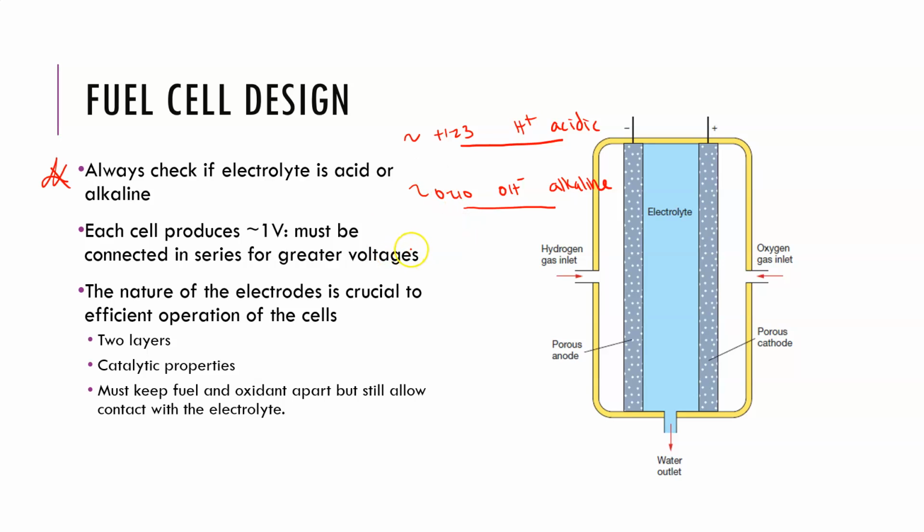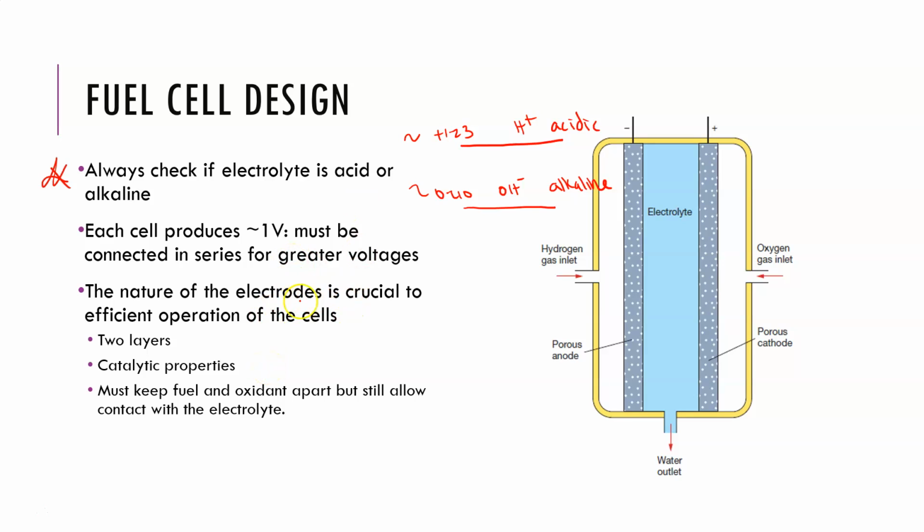If we're talking about a hydrogen-oxygen fuel cell, each cell is going to produce approximately 1 volt, and we need to connect them in series like we saw with the lead-acid accumulator to get greater voltages. There's a couple of differences in the way that these operate, and that comes down to the electrodes. The electrodes of these cells are generally layered or porous, i.e. they have holes through them that the gas can move through. They are generally impregnated with catalysts because these will often require catalysts to get them to work efficiently.